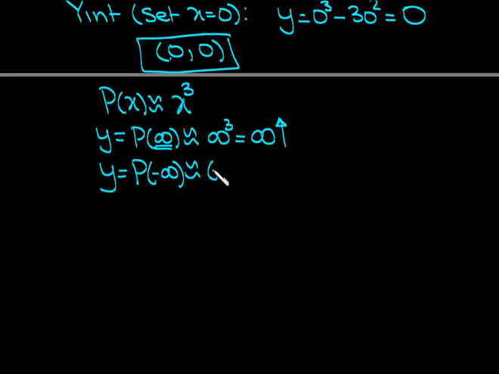And when x gets really small, that means you're going to negative infinity to the left. Then what do we get? We get negative infinity cubed, which gives me negative infinity. So in that case, y gets really small. It goes to minus infinity, so it's going down. So that's all we need to trap here, the extreme behavior.